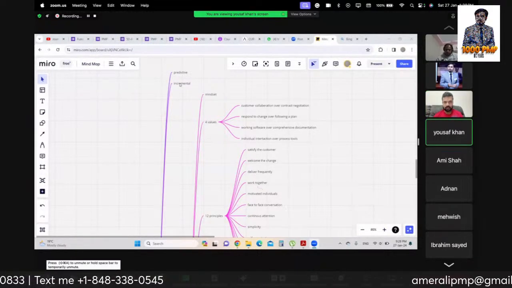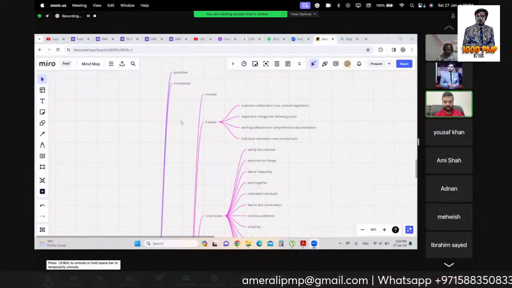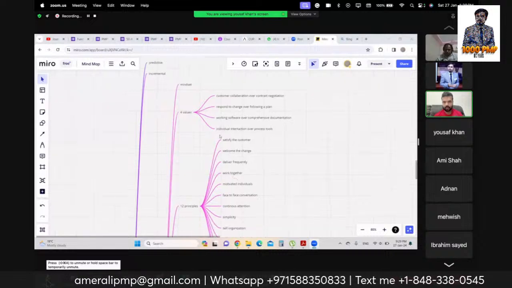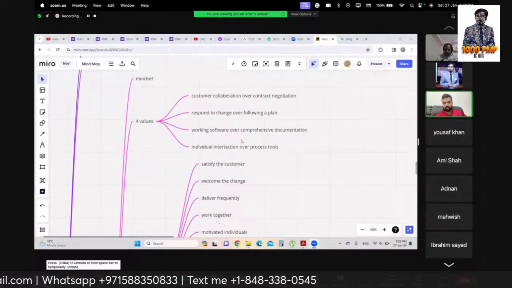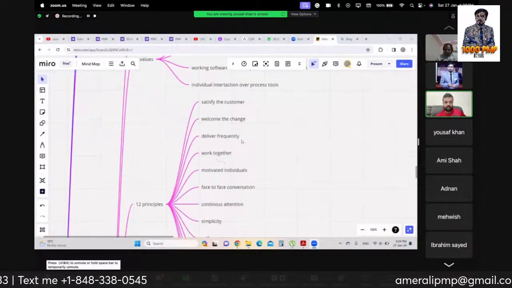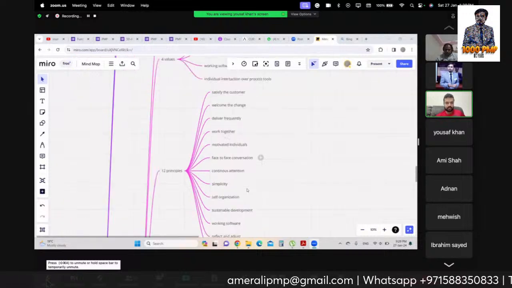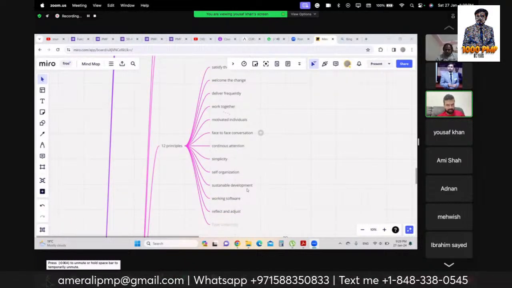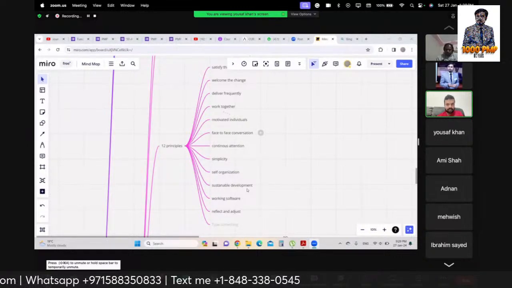I'm explaining. So Agile has 4 values and 12 principles. The 4 values are customer collaboration over contract negotiation, individual interaction over process and tools, responding to change over following a plan, and working software over comprehensive documentation. And the 12 principles of Agile: satisfy the customer, welcome change, deliver frequently, work together, trust and support, face-to-face conversation, working software, sustainable development, continuous attention, maintain simplicity, self-organizing team, and reflect and adjust.